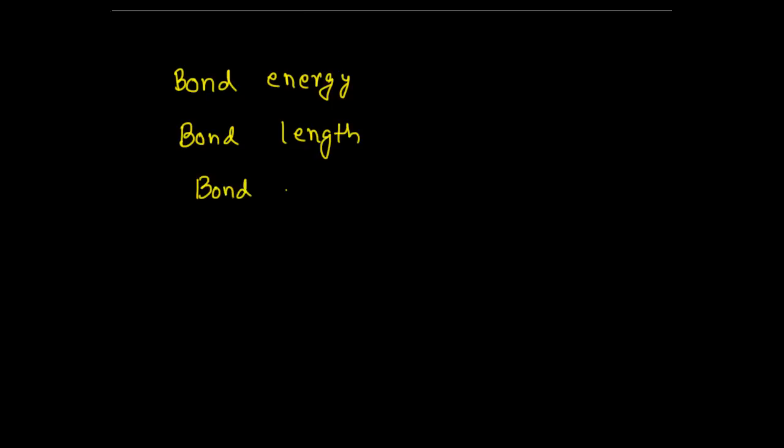In this tutorial, we will be learning some basic things that are required in the following tutorials. So, the important three things that we are about to learn in this chapter are: one, bond energy; two, bond length; and three, bond polarity. So, what does bond energy mean?